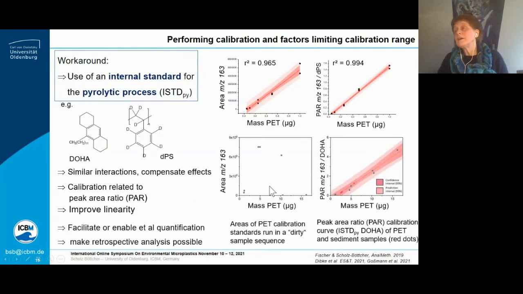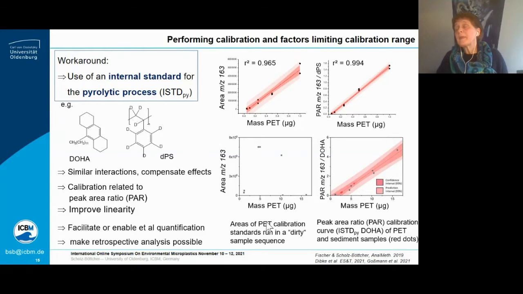And actually, what we have found out for sediment analysis, for example, we measure these calibration standards with each sample sequence. Measuring PET, for example, as a standard in a sediment sequence, and looking at the area of the respective standard data leads to a completely uninterpretable calibration curve. But then use the internal standard. This at least enables the quantification at all, because now we get a calibration curve and are able to analyze our samples.